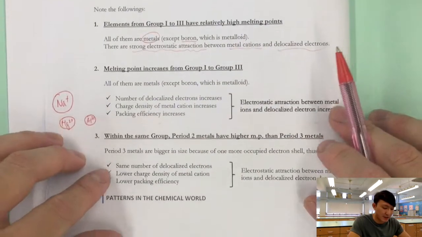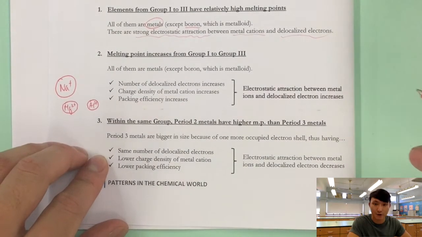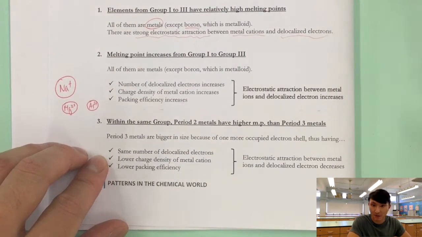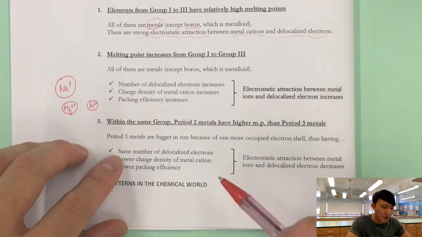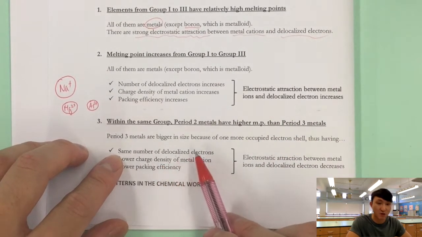Now the reason is because, first of all, they are all metals, so we again have to compare the metallic bonding strength. So first of all, because we're comparing elements of the same group, they all have the same number of delocalized electrons.